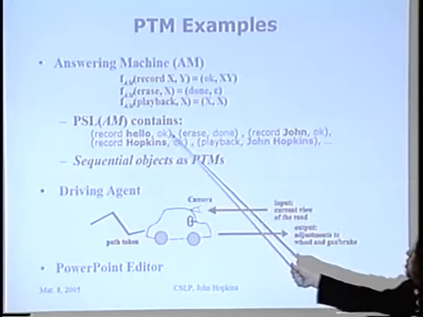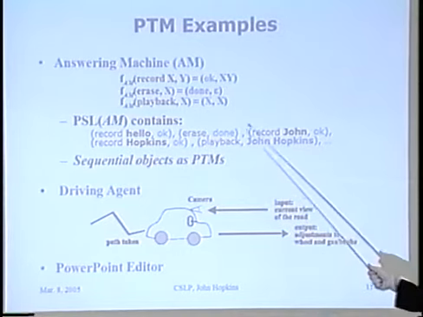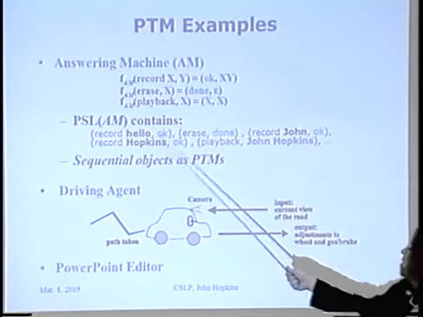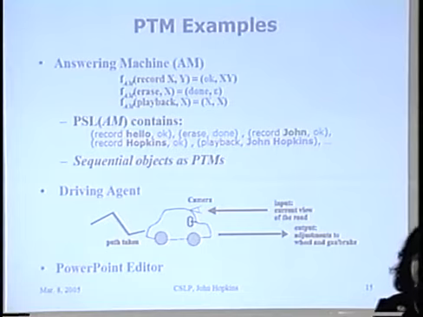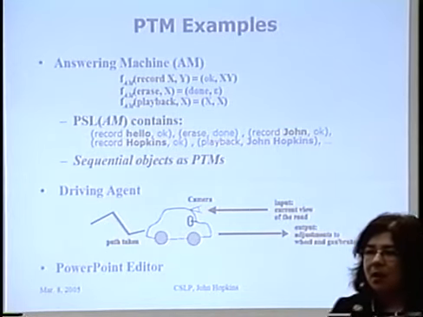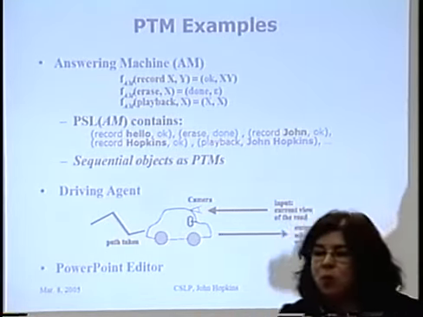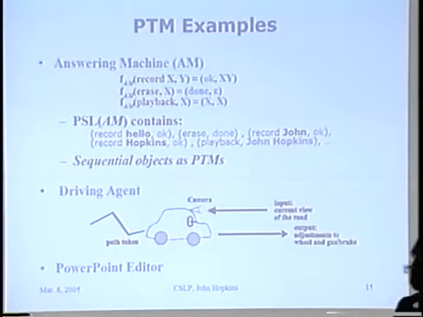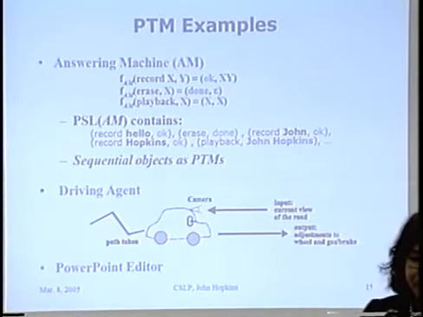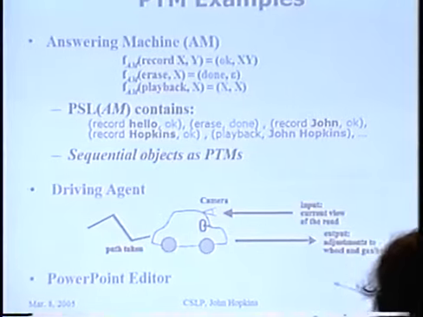Record hello, the guy says OK. Erase, he says done. Record John, he says OK. Record Hopkins, he says OK. Then you say playback, and he plays back John Hopkins. Okay? So this illustrates that sequential objects are modeled very conveniently with PTMs, where you use the work tape to store the internal data or the state of the sequential object, and you represent the method invocations of the object as inputs to that PTM. Another example, of course, is the driving agent.